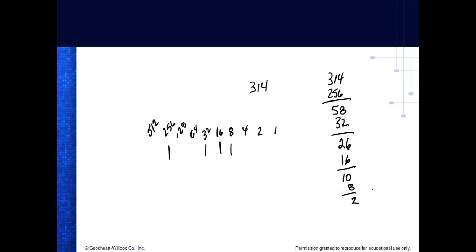What's the next thing I can subtract? 2. I can subtract a 2, right? Okay. And so I've subtracted 2, and that leaves me 0. Then I'm going to come in and fill in the zeros for the powers I didn't subtract. And that's it: 1, 0, 0, 1, 1, 1, 0, 1, 0.